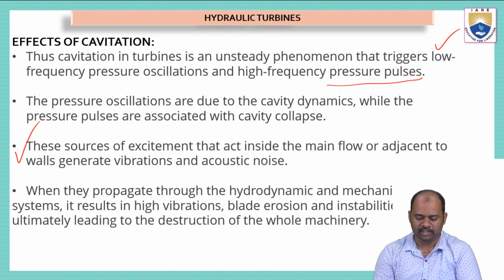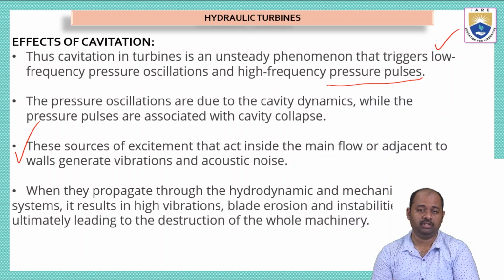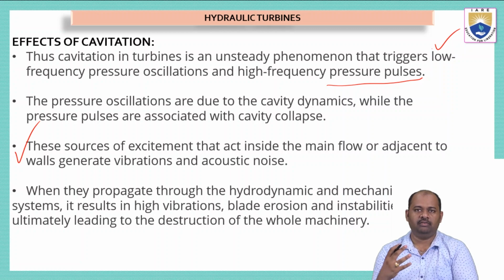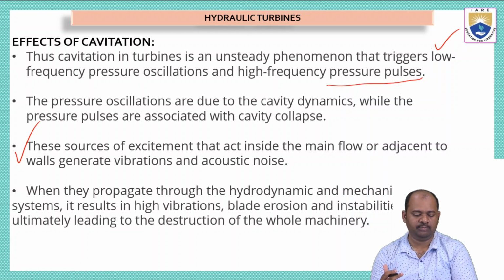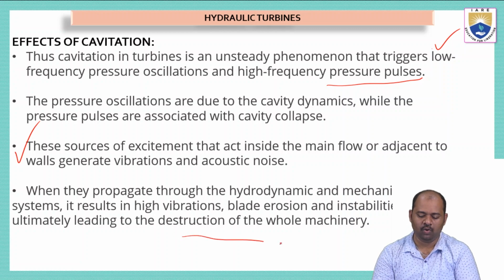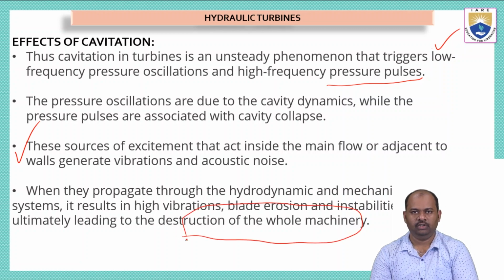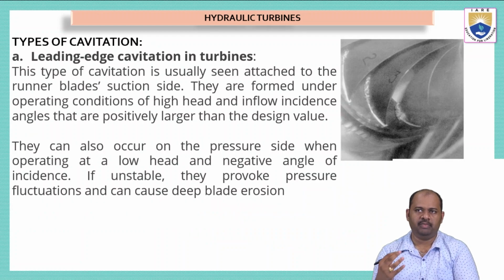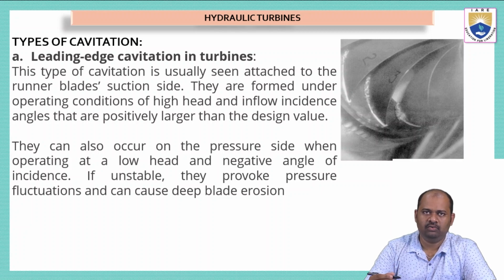And then when they propagate through hydrodynamic and mechanical systems, it results in high vibrations. Whenever the cavitation propagates through these hydrodynamic and mechanical systems, they may result in very high vibrations, blade erosions and instabilities, ultimately leading to the destruction of the whole machinery. So the formation of these microjets may lead to cracks, and ultimately they will lead to damage of the entire structure or entire machinery. So cavitation is a very bad thing. We have to avoid it in any manner.